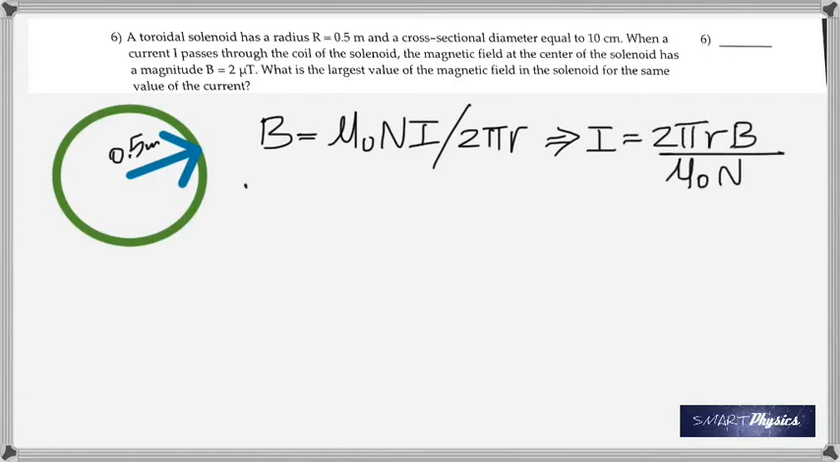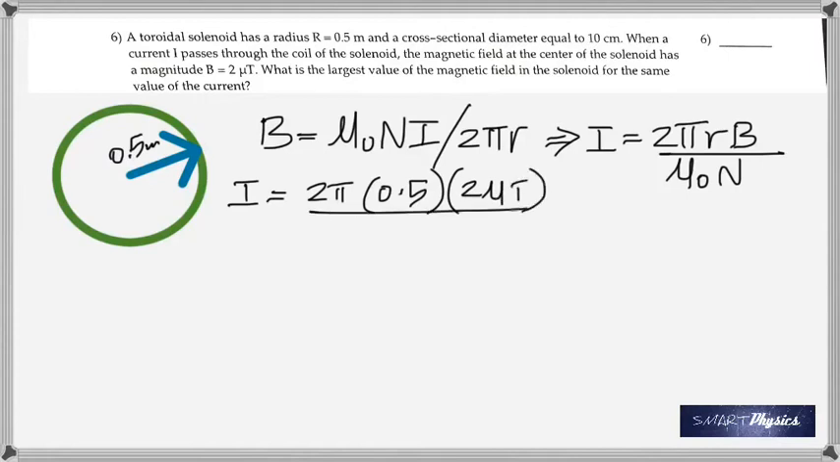Make I the subject, and when you plug in, radius is 0.5 and micro Tesla. Well, let me change the micro Tesla into Tesla, so you have no confusion. So that is 2 times 10 to the minus 6.